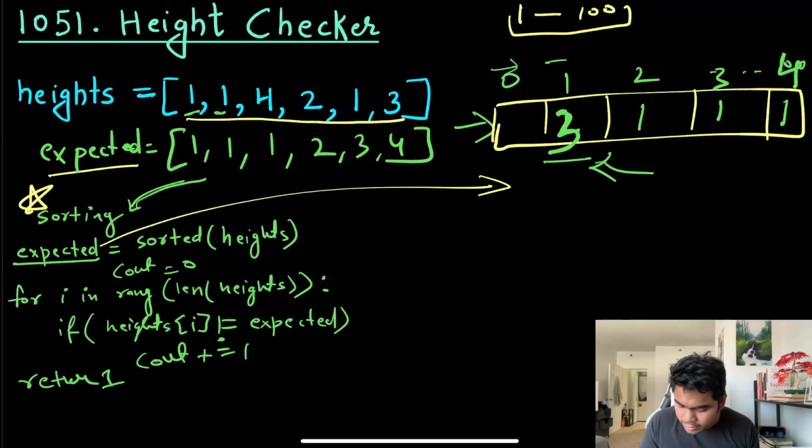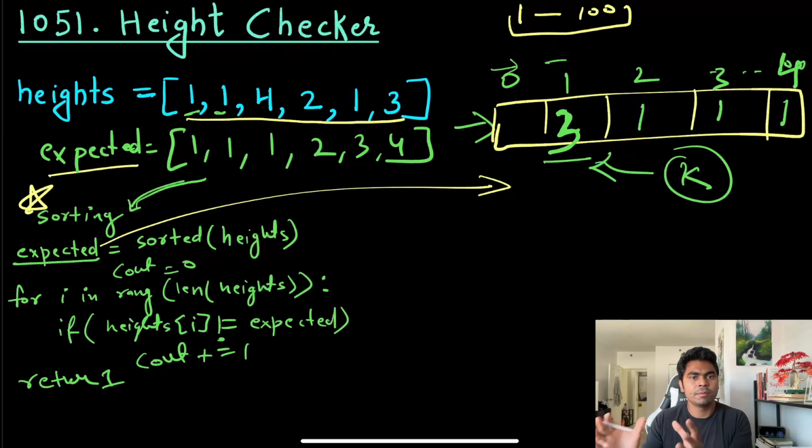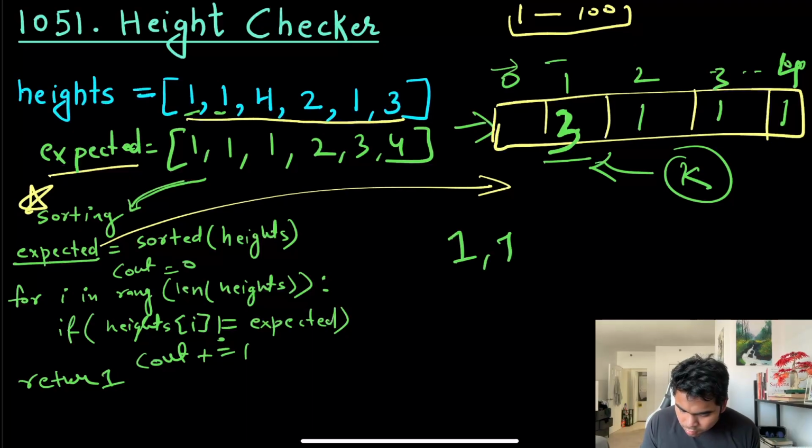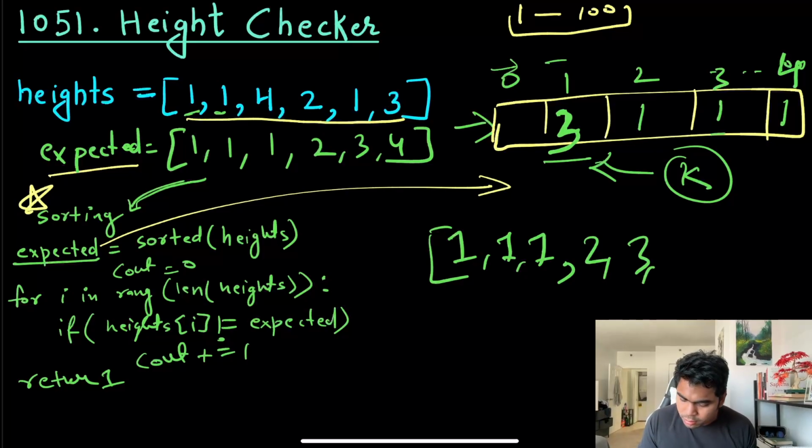So if this is like k, k is the maximum number of times some value has appeared. So I will just put that. So 3 times 1, 1 and 1 into my new array. Then I go to 2, 2, then 3, 3, and then 4. So it's kind of like bucket sort, right? It's bucket sort. I just remembered this is bucket sort.